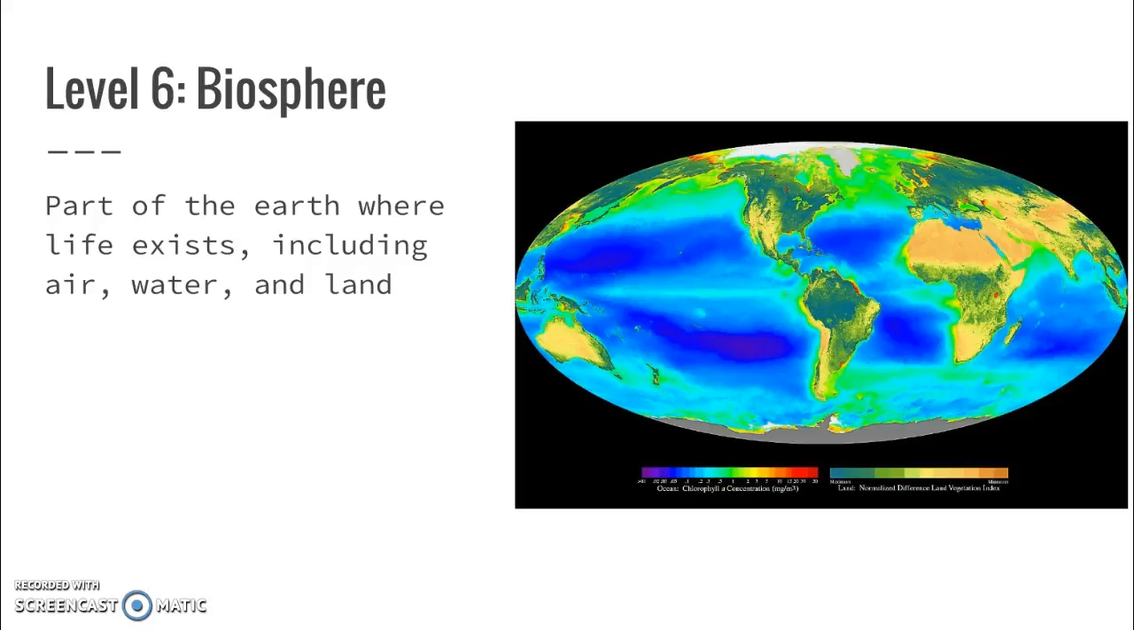So the last level is going to be your biosphere. So your biosphere is going to be the part of the earth where life exists, and that's going to include the air, the water, and land. So if you look at the picture on the right, you're going to see the earth, and all the water, all the land, all the air, all of that together is going to make the biosphere.